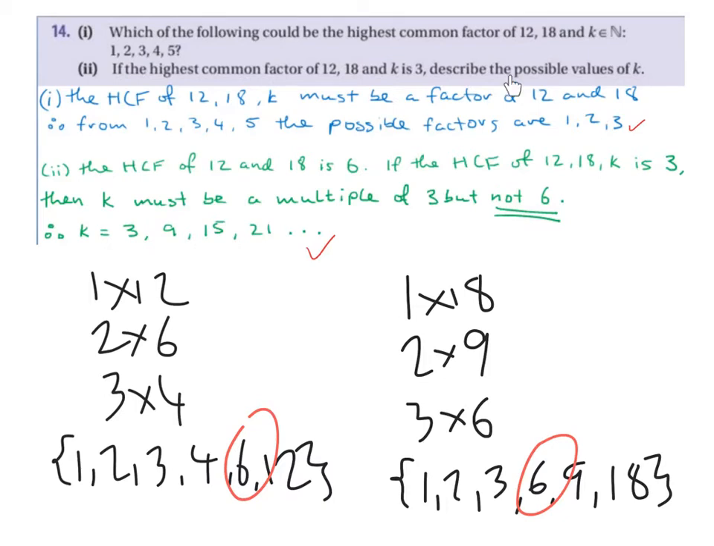So what are the possible values of k? They can be any multiple of 3, for example 3, 9, 15, 21. But they cannot be a multiple of 6. So I know 6 would go in here. That is a multiple of 3. And 24 would go next. That is a multiple of 3, but they are also multiples of 6, so that would not do.